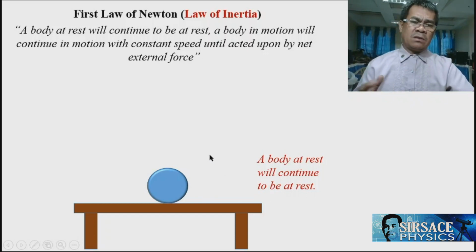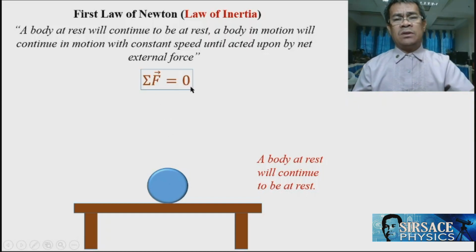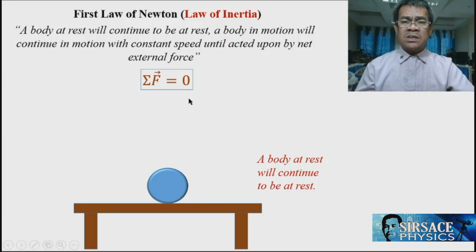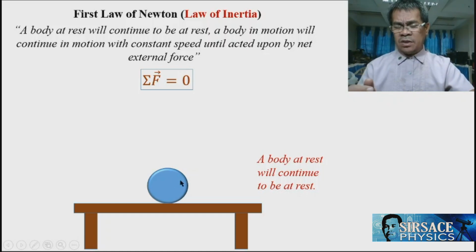But the requirement, in other words, because this is at rest, is that the net external force should be zero. To satisfy this statement that the net external force is zero, this must meet the requirement. How can we say that there is no net external force? How can we assure that there is no net external force on the object?